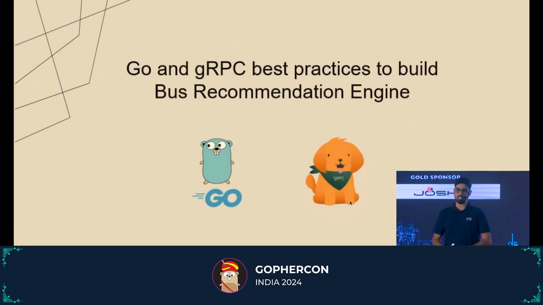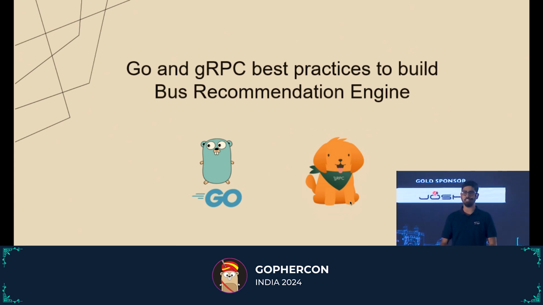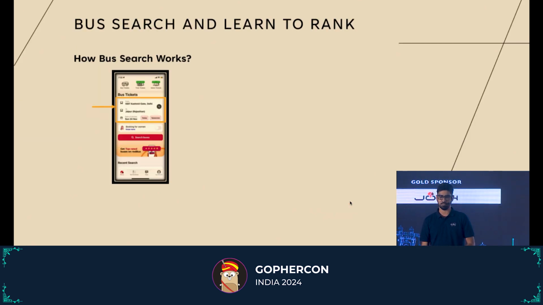My topic of discussion is Go and gRPC best practices to build a bus recommendation engine. The idea is to efficiently program your microservices in a way that they are highly maintainable and scalable, and have a better communication between microservices.